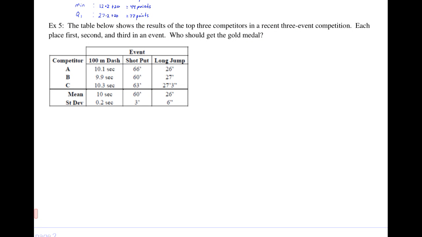Chapter 5, Example 5. The table below shows the results of the top 3 competitors in a recent 3-event competition. Each placed first, second, and third in an event. Who should get the gold medal?